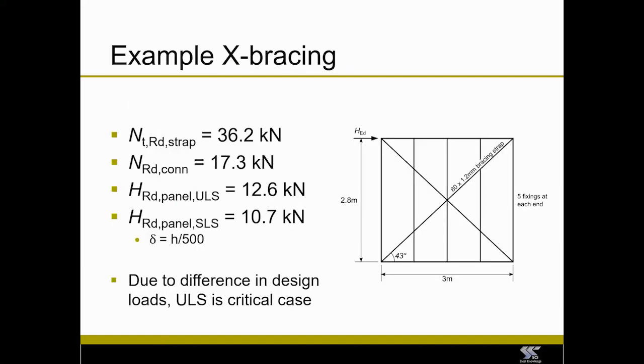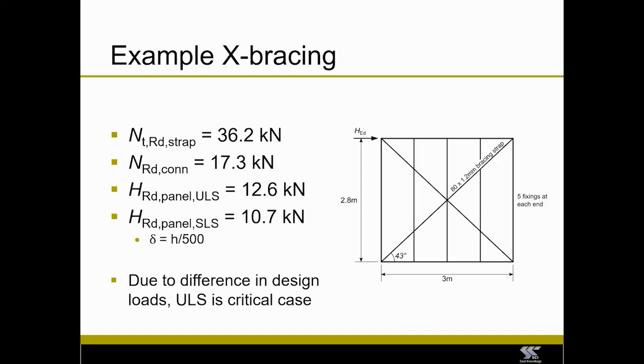So here we've got just a simple example, obviously not showing all the calculations and everything, but we've got a braced bay with an 80mm wide strap, 1.2 gauge. So the strap itself has a tension resistance of 36 kilonewtons. The connections, based on 5 fixings at each end, have a resistance of 17.3 kilonewtons, which gives an overall resistance for the panel to a horizontal load equal to 12.6 kilonewtons for the ultimate limit state.